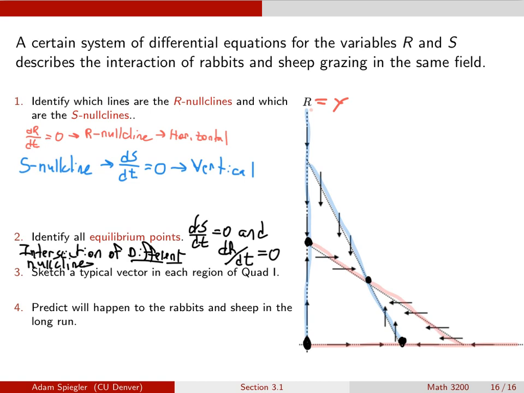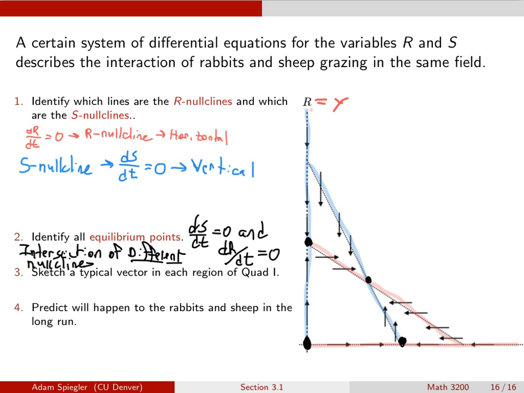And to be very careful, this point over here, where the blue line intersects the blue line, is not an equilibrium point, because this is just saying here's a point where dS/dt is equal to 0. But it's not true that dR/dt is equal to 0 at this point. So we need both of those derivatives to be equal to 0, so that means we need an intersection of different types of nullclines. So where an S nullcline intersects an R nullcline. So we've got 4 equilibrium points that I've marked in black. So there's one here, one here, one here, and one here.